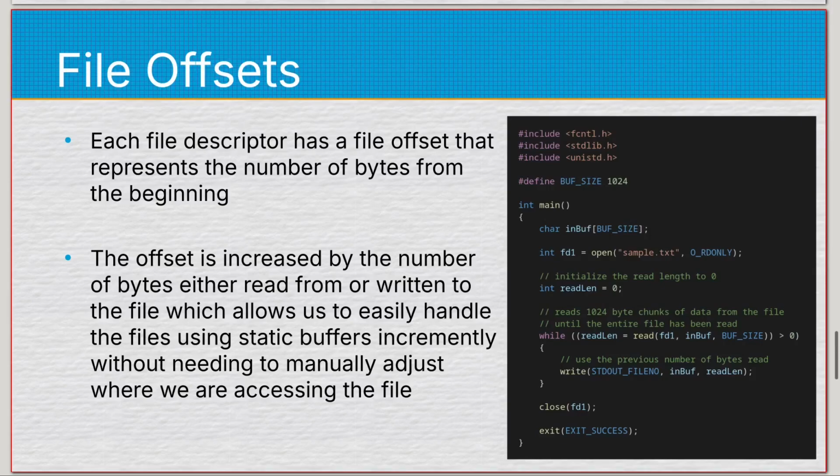But there's a little bit more happening behind the scenes that's not exactly obvious right out the gate. So each file descriptor has a file offset that represents the number of bytes from the beginning. As you've noticed, whenever we're calling read and write, we're reading up to the actual number count that we pass as that third parameter. Well, what happens if I have a long enough file that it exceeds the actual number of characters that I'm reading? So like I'm using 1024 bytes for all my buffer sizes, right? So what happens if my file is longer than that?